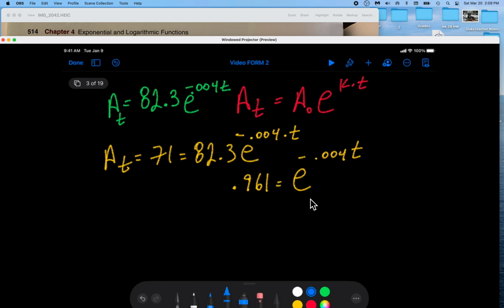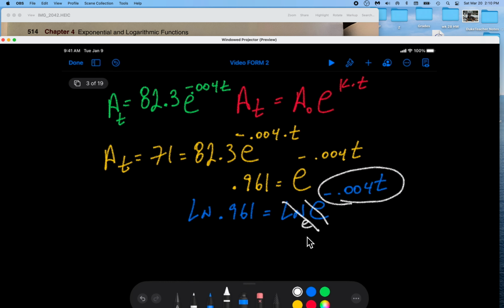So the only way to do this is logarithms. Which logarithm of both sides are we going to take? The natural log. Why natural log? Because e is involved. So when you take the natural log of 0.961, which is very calculator friendly, and the natural log, remember, there is a hidden base e here. Whenever the base of the log matches the base of the argument, you can cross them out and you are left with the exponent. So we are going to set natural log of 0.961 equal to negative 0.004 times t.